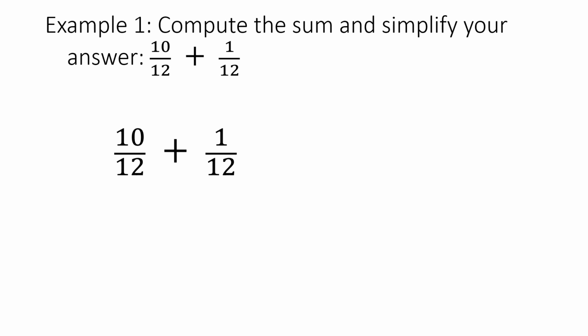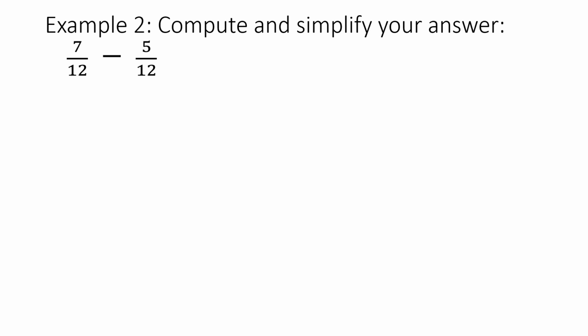This is actually a very easy addition problem because when we're adding fractions, all we do is add the numerators, which means we are just going to add the top two numbers, and the bottom is going to stay the same. So we'll have 10 plus 1 over 12. And then we're going to simplify the top. 10 plus 1 is going to equal 11 over 12. And it does say simplify your answer, and we're not going to be able to simplify this fraction. 11 is prime, and so this is as far as this fraction is going to go.